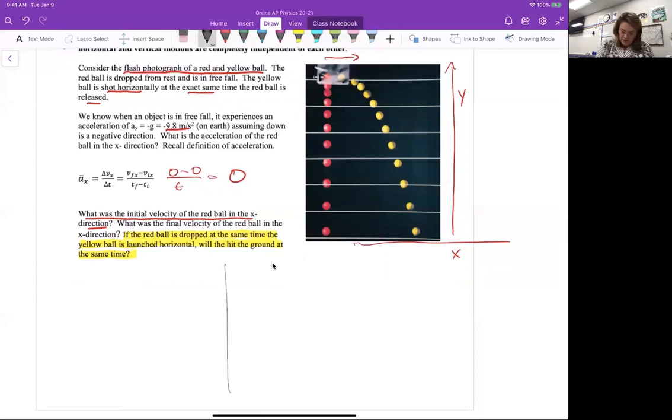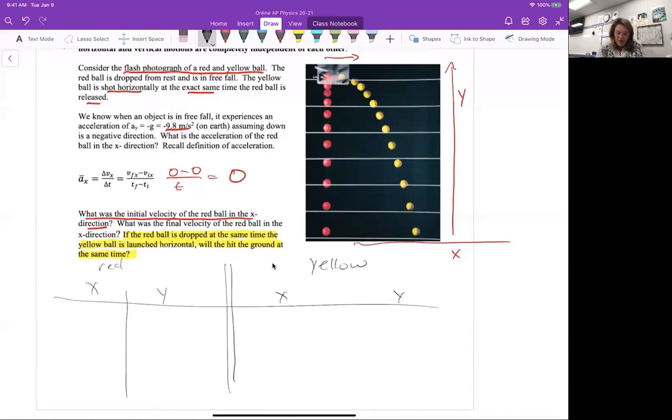So I'm just going to create my little table. Here's my red, and here are my x and y data, and this is my yellow, and this is my x and y. So what is the initial velocity of the red ball in the x direction? It's 0. What do we know about the acceleration in the x direction? We know that it's 0. That's an interesting thing, so we'll get to that in just a minute.